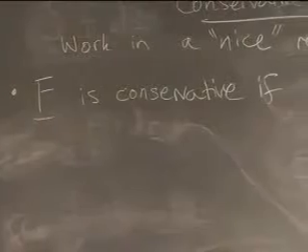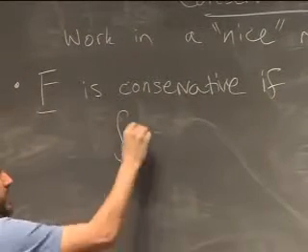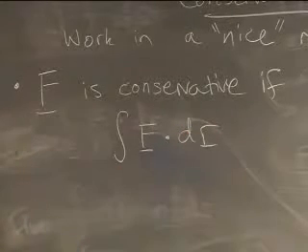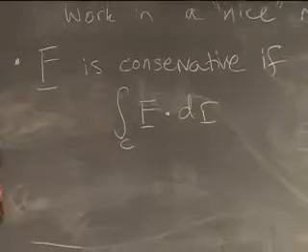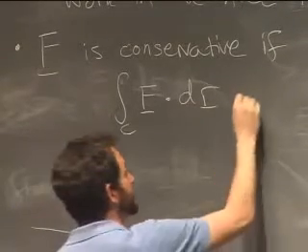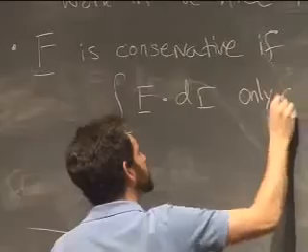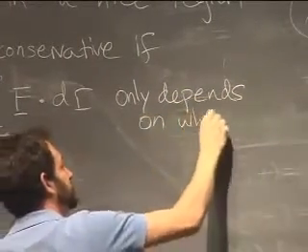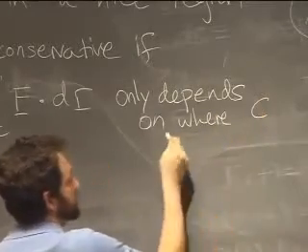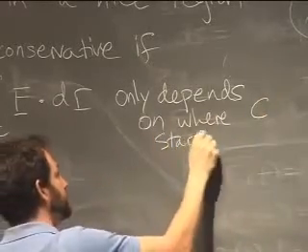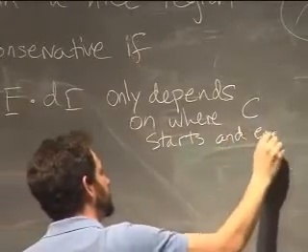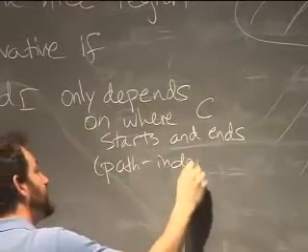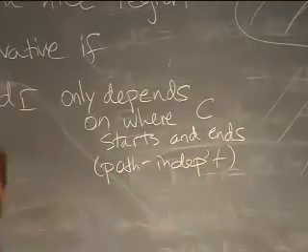if the integral of F dot dr, which is our standard work integral or flow integral, over C only depends on where C starts and finishes, i.e. path independent. It doesn't matter how you get there, it only matters where you start and where you finish.